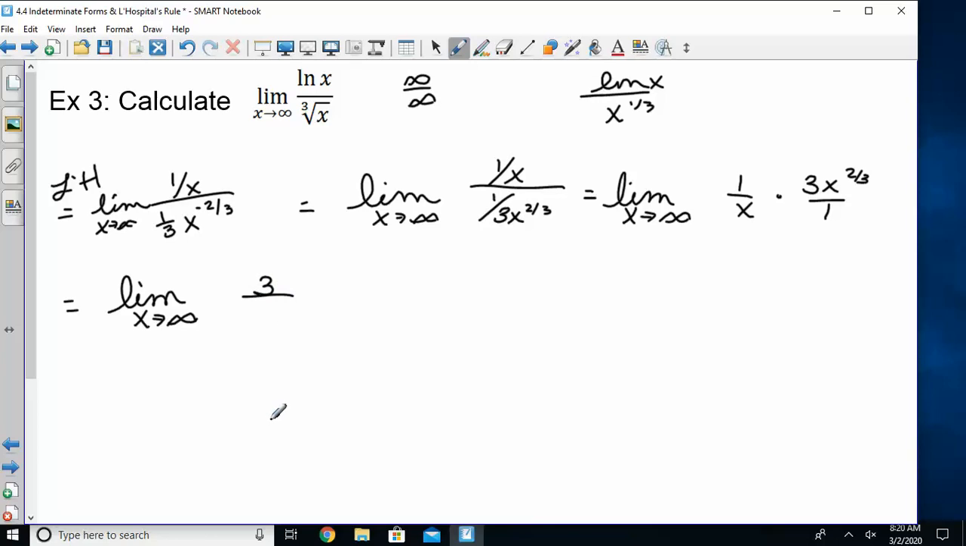Do we have more x's on top or bottom? What's bigger, 1 or 2/3? 1. So we have more x's on the bottom, it'll end on the bottom. 1 minus 2/3 is 1/3. So that whole thing simplifies into 3 over x to the 1/3. If I plug in infinity, 3 is just going to go to 3. Infinity to the 1/3 is going to infinity. What's 3 over infinity going to? 0. A number divided by infinity is always going to 0.